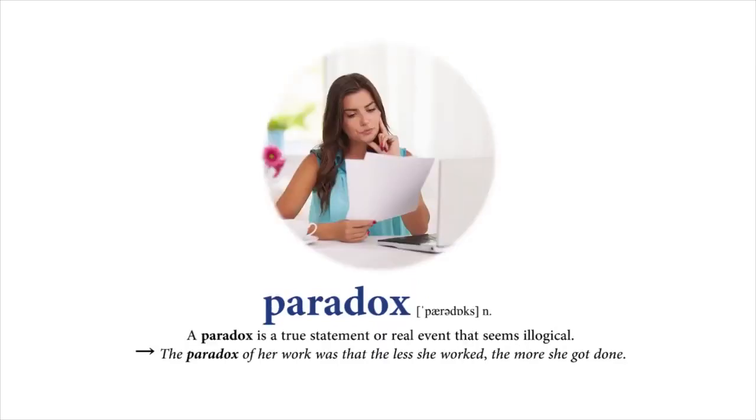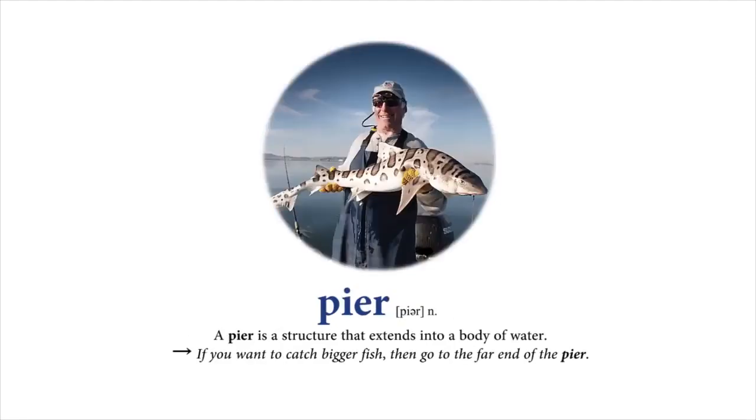Paradox. A paradox is a true statement or real event that seems illogical. The paradox of her work was that the less she worked, the more she got done. Pier. A pier is a structure that extends into a body of water. If you want to catch bigger fish, then go to the far end of the pier.